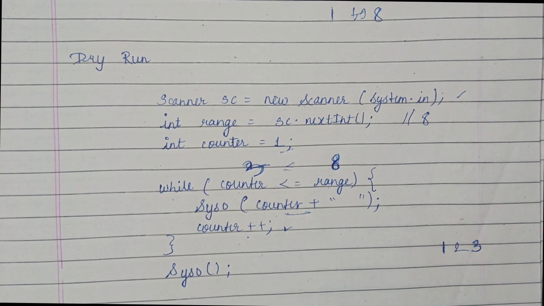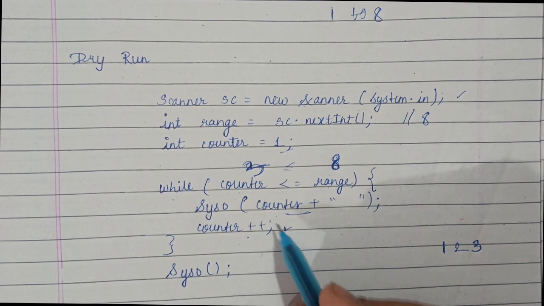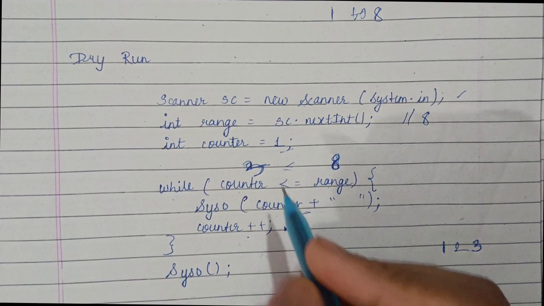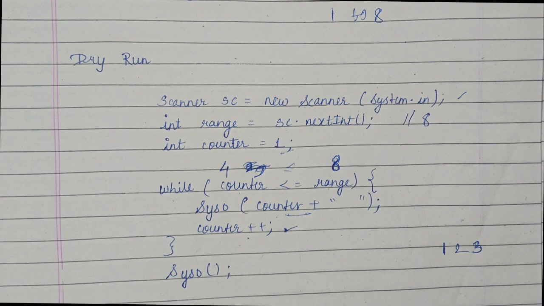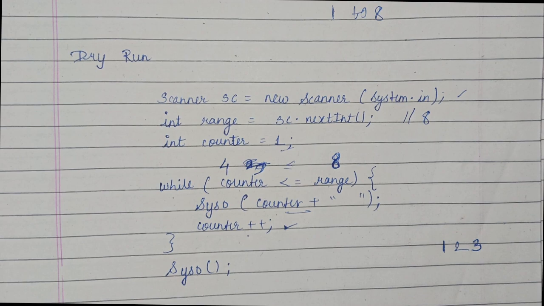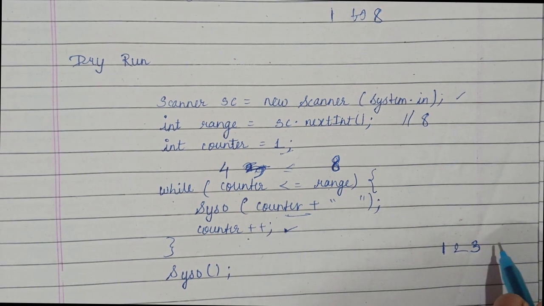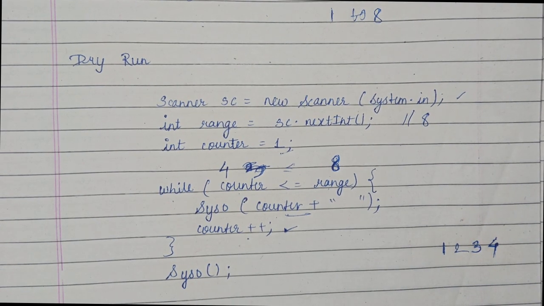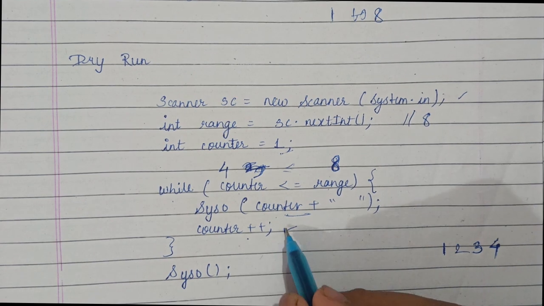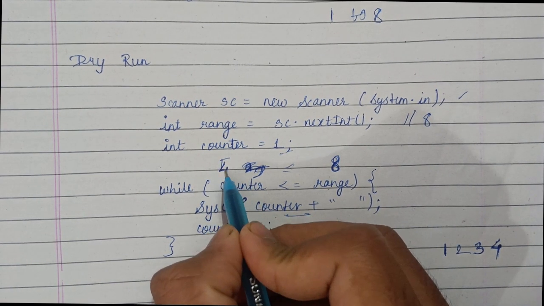Now the counter will be updated by 1. Now the counter has become 4. Again the condition: 4 is less than 8. The condition is true, so it will enter the loop and print the count. The count has become 4, so it will print 4. Then again it will update the counter by 1. The counter has become 5.